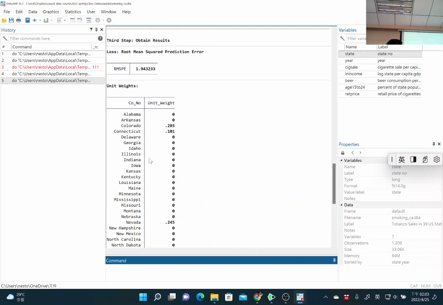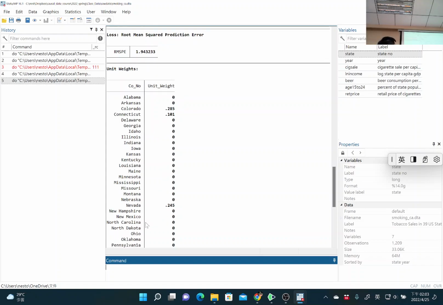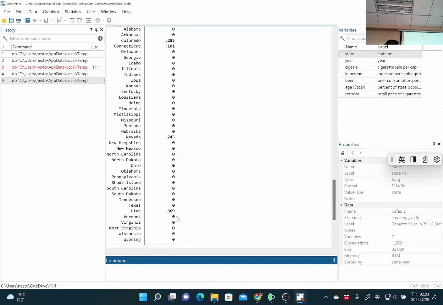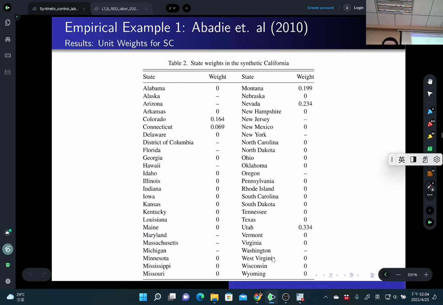It's just one, which means the difference is quite small. And this is the weight for the synthetic California. The synthetic California consists of 24% Nevada, 28% Connecticut, something like this, and Utah received 36%. Other states are just zero, and it could be because their pre-treatment outcomes are not very similar to California, so they don't receive any weight. Okay, so this is the result.